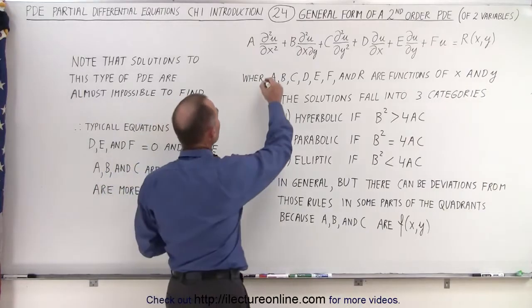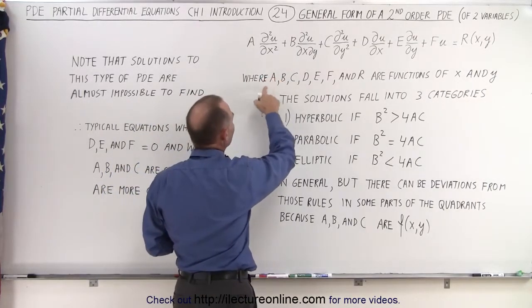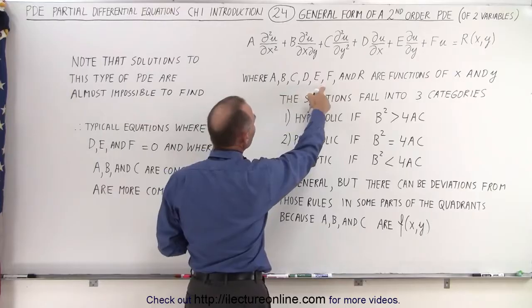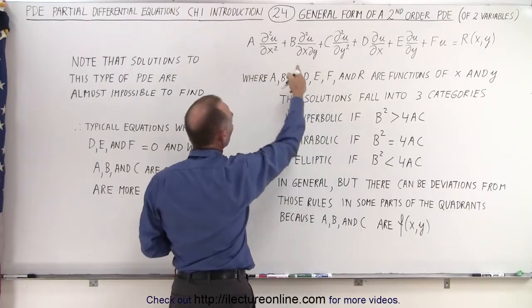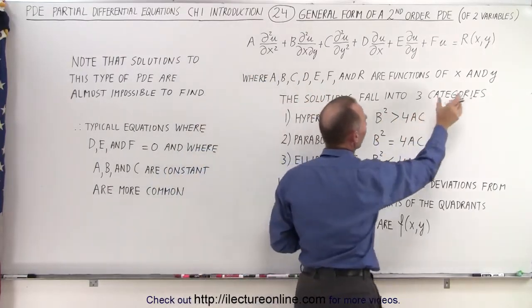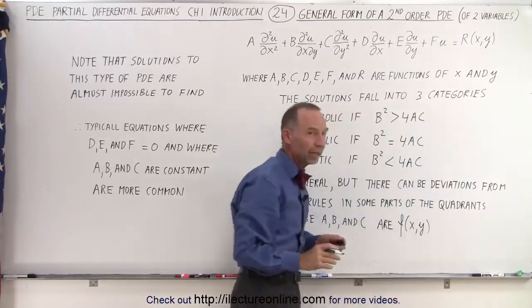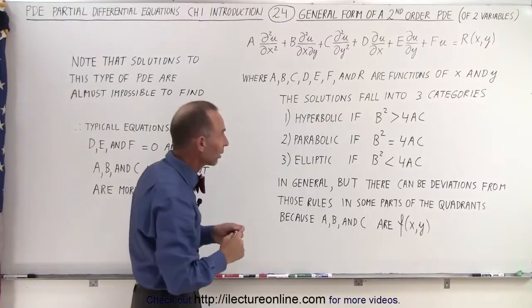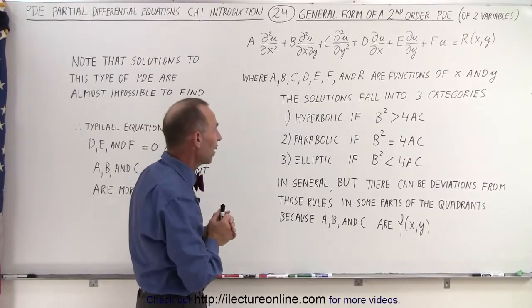Now, I'm missing an r here, where a, b, c, d, e, f, and r, all these letters, represent themselves as functions of x and y. So you can see the complication here. They can all be different functions of x and y.